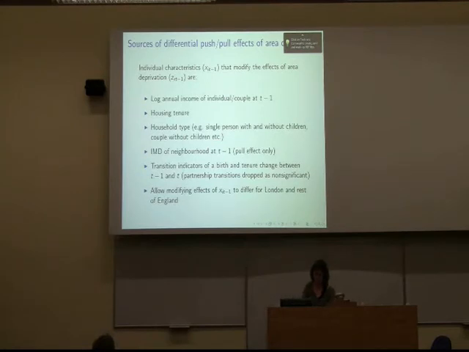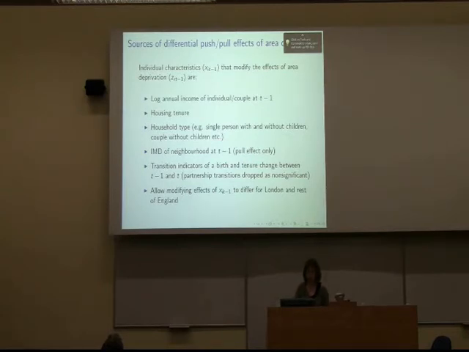Okay, now this is in terms of the individual characteristics, what I call sources of differential push and pull effects. So a range of characteristics that we consider there. So we've got annual income, they're all lagged, T-1, housing tenure, household type. We're also allowing for the deprivation of the neighbourhood that the person is living in at T-1, because you might expect that the deprivation of the potential area may depend on the deprivation of where they're actually living. Okay, perhaps people already living in deprived areas may be less averse to moving to a deprived area. That was the idea there.